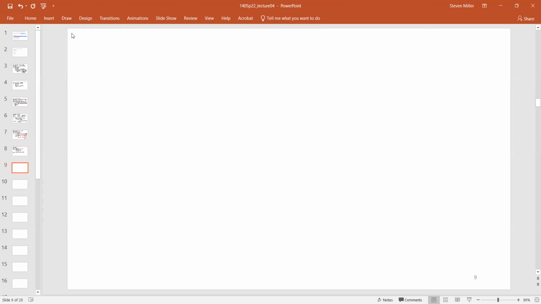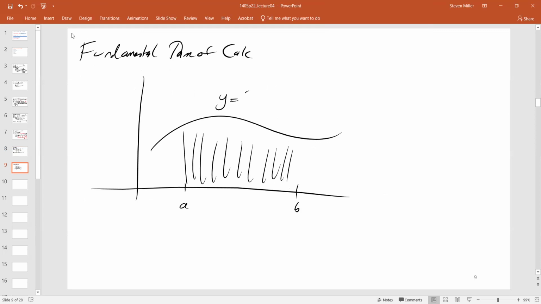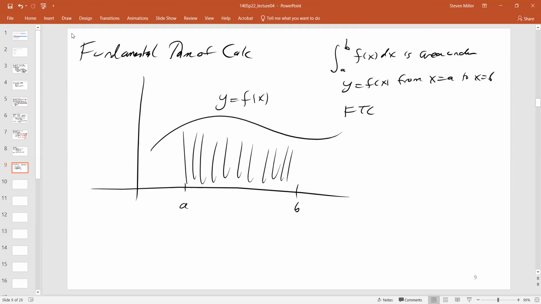For tomorrow's lecture, we're going to do the fundamental theorem of calculus. And so if I give you some curve from A to B, and here's y equals f of x. So let's let the integral from A to B of f of x dx be the area under y equals f of x from x equals a to x equals b. The fundamental theorem of calculus says if f is nice, it is big F of B minus big F of A.